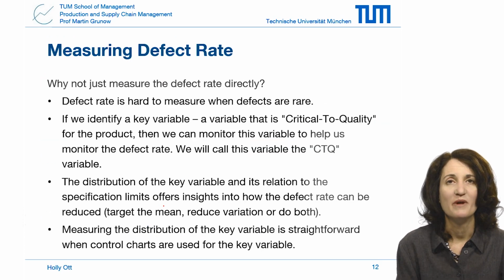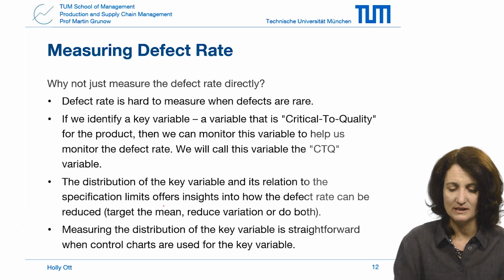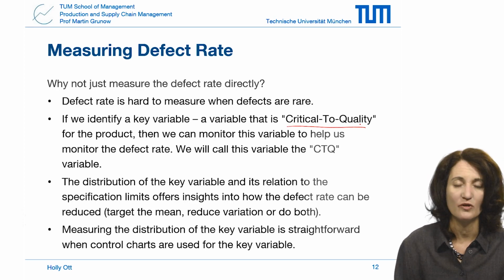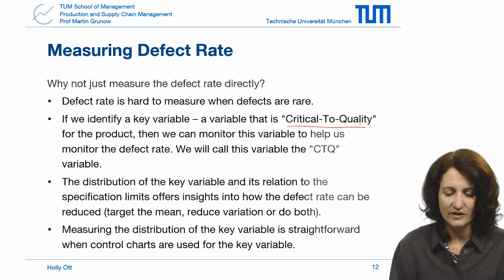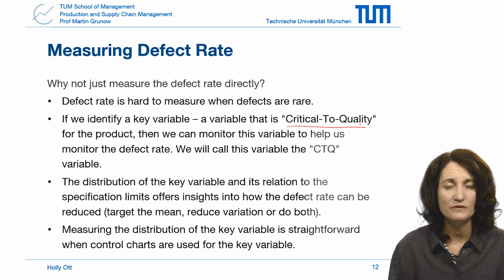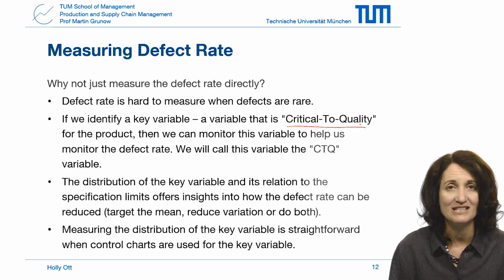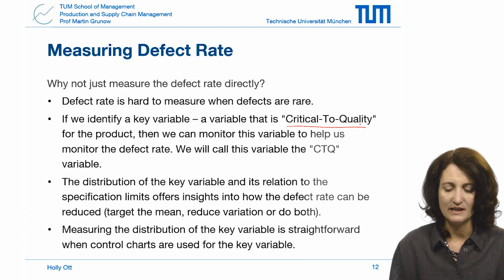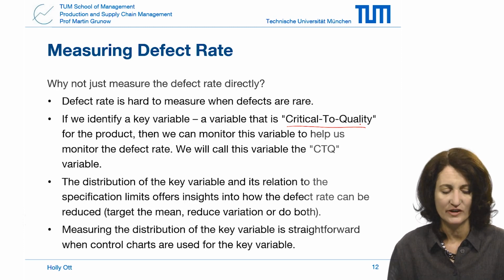Let's look at measuring the defect rate. So why don't we just measure the defect rate directly? Well, first of all, the defect rate is hard to measure when defects are rare. And what we're going to be trying to do is to identify a key variable. We call this critical to quality variable for the product. We want to measure this variable to help us monitor our defect rate. If this variable moves out of specification, then we expect a defective. And we're going to call this then the critical to quality, or CTQ variable.